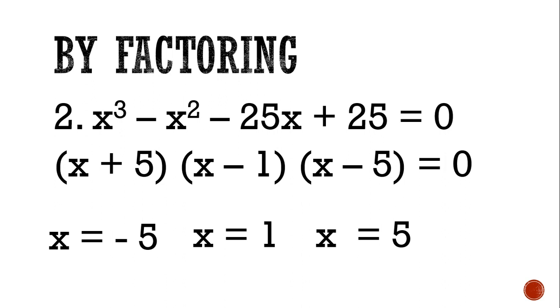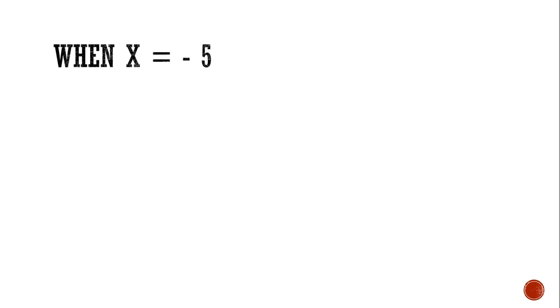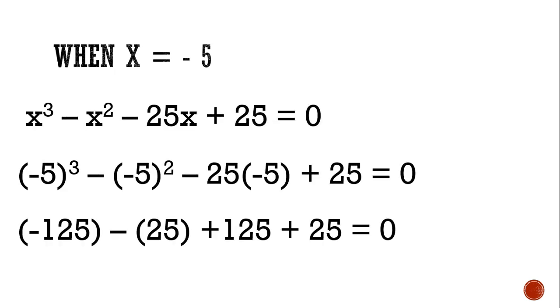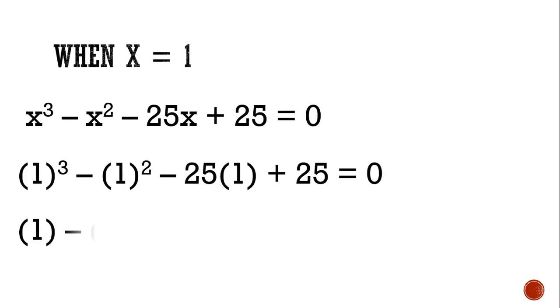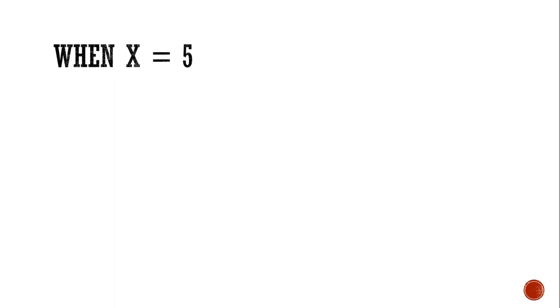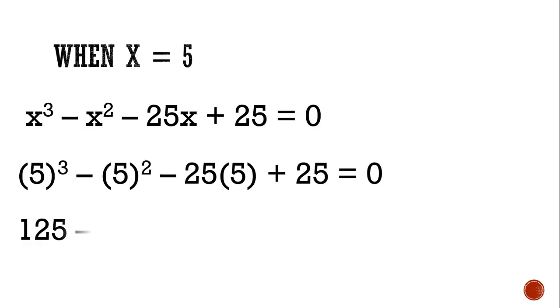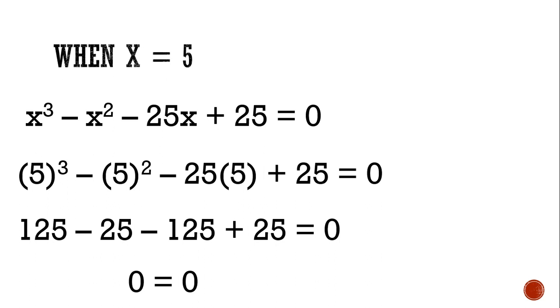By verification, we can see that when x is equal to negative 5 is substituted into the polynomial equation, it is indeed 0 is equal to 0, the same way as when x is equal to 1, and lastly, when x is equal to 5. So we have now the roots of the polynomial equation x cubed minus x squared minus 25x plus 25 is equal to 0 as negative 5, positive 1, and positive 5.